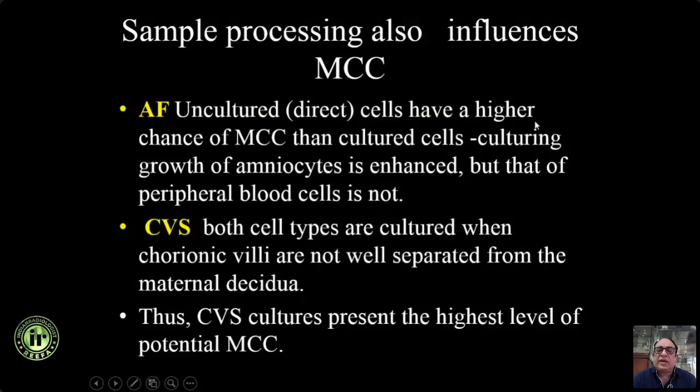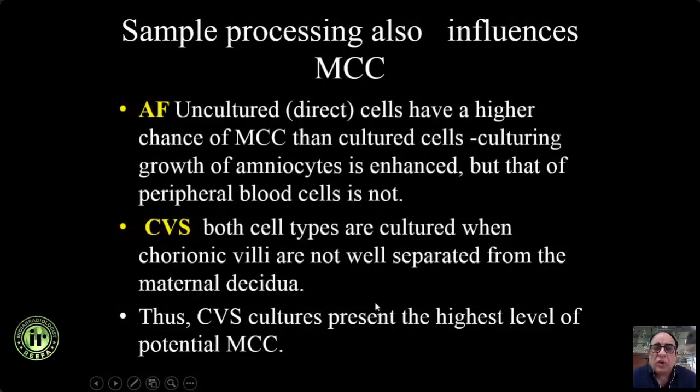Now, you see, in amniocentesis, the maternal cell contamination is less because sometimes you're culturing the amniocentesis, and here the maternal erythrocytes do not get cultured. So they do not grow along with the fetal cells. Whereas in a CVS sample, it's very difficult to separate the decidua from the fetal villi, and therefore both of them grow, and the chances of MCC are higher.